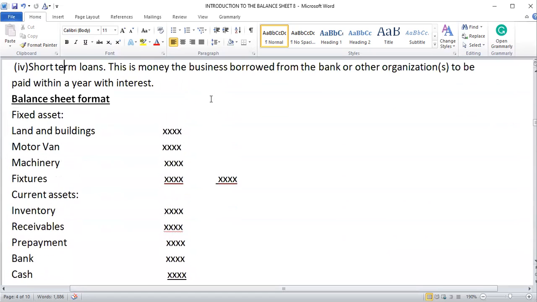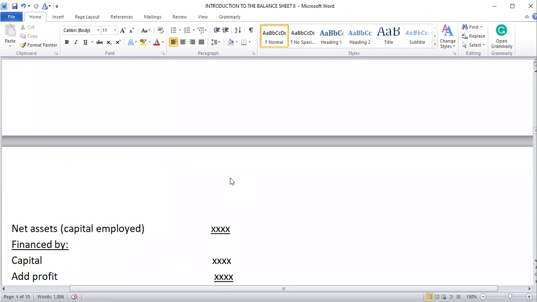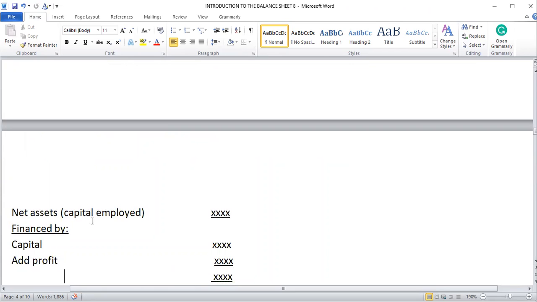Then you add it to all the fixed assets. When you add it to the fixed assets, you get what? The net assets or the capital employed by the business. When you get the net assets or capital employed, it is financed by the owner's contribution, which is capital, and the profit generated. So the two, the owner's contribution plus the net profit, will give you a figure which should be equal to what? The capital employed.